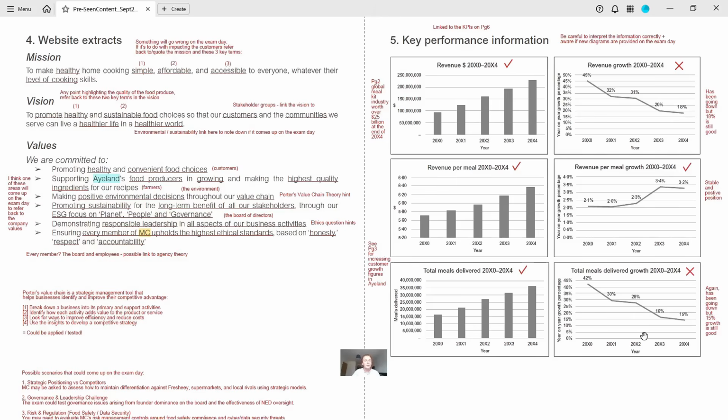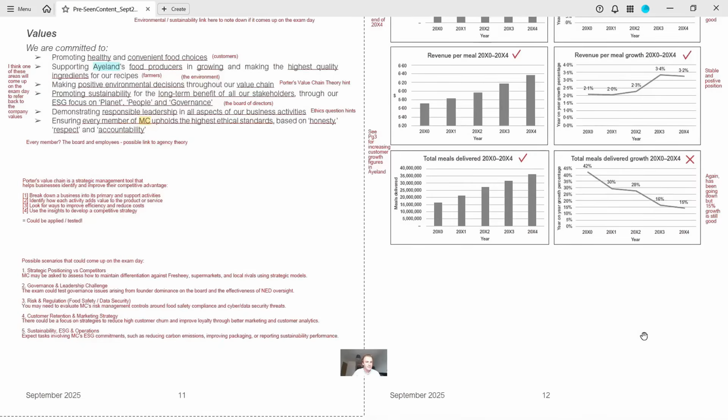I touched on Porter's value chain and those sort of hints, so I've definitely had to include that on page 11. So what you're looking at here is that Porter's value chain is a strategic management tool that helps businesses to identify and improve their competitive advantage. As you would imagine from us going through the full pre-seen information top to bottom, breaking that business down into their different activities, the product or service, looking at efficiencies and the competitive strategy, it has a lot going for it in terms of the value chain to be tested.